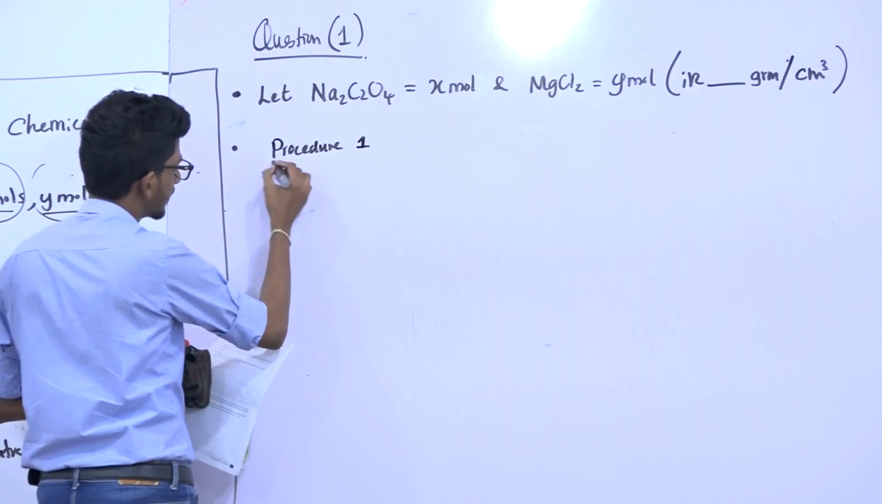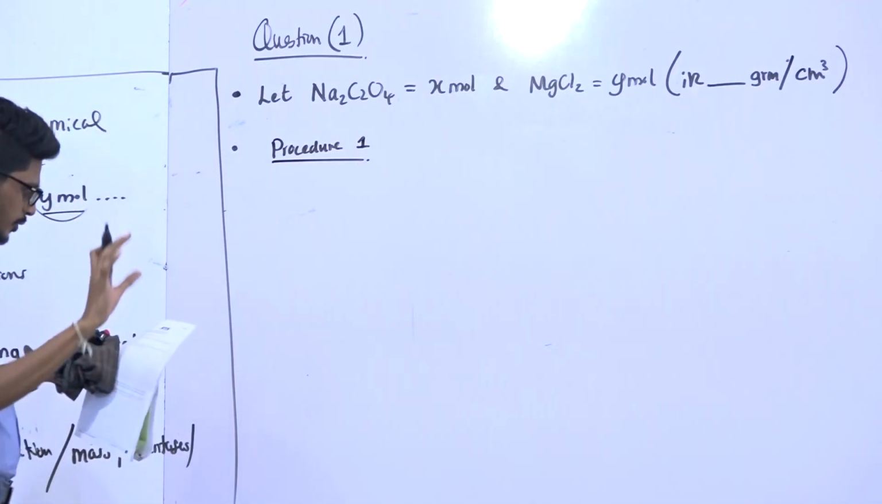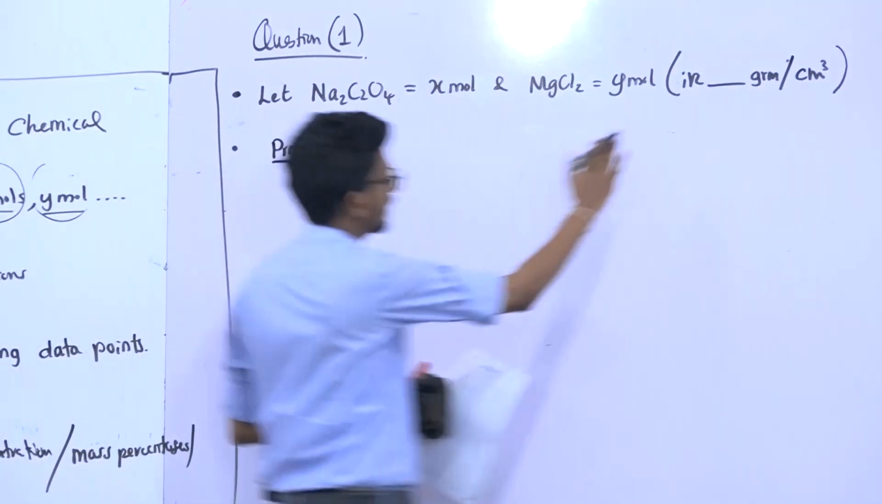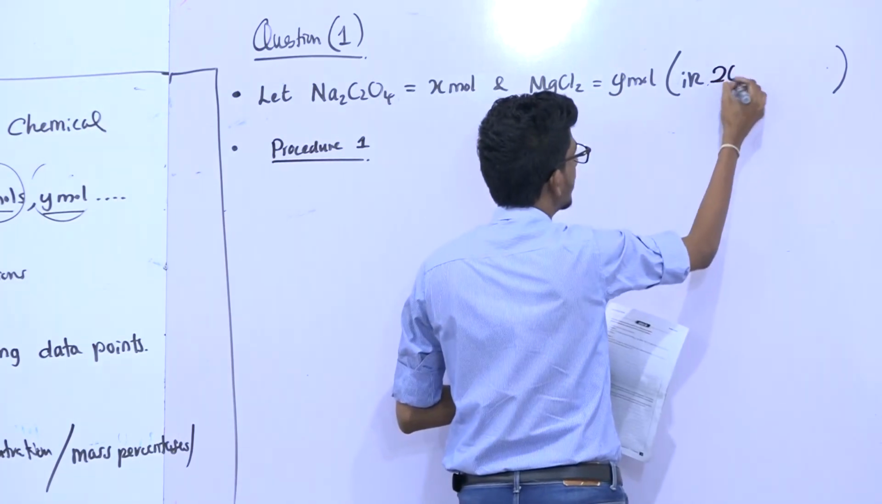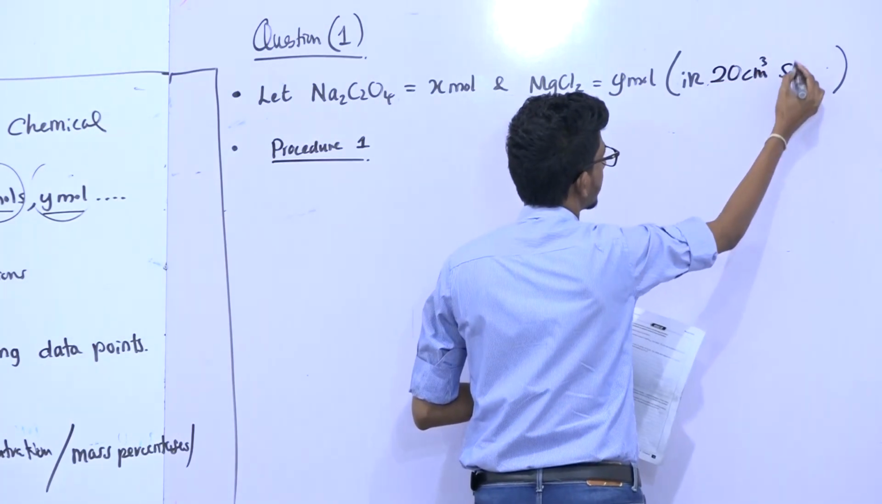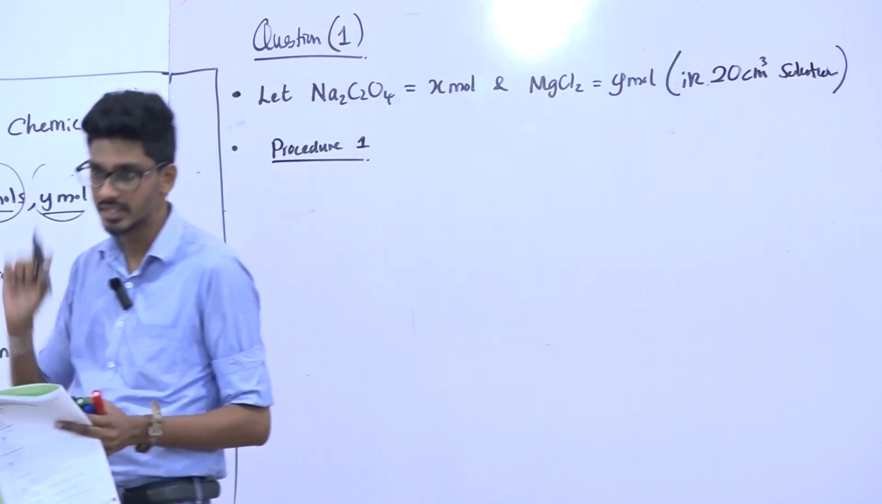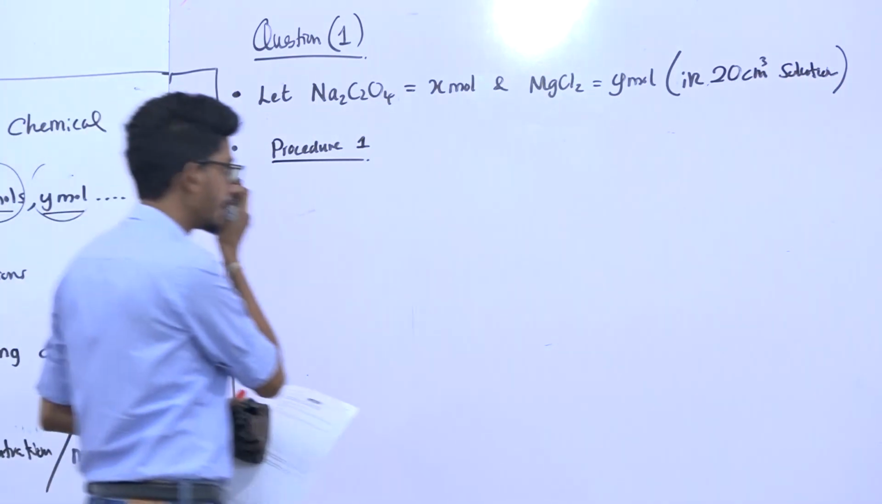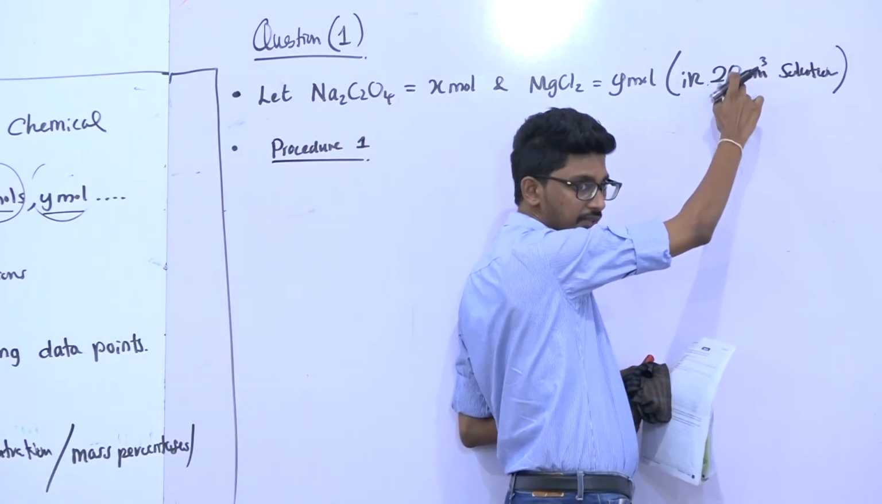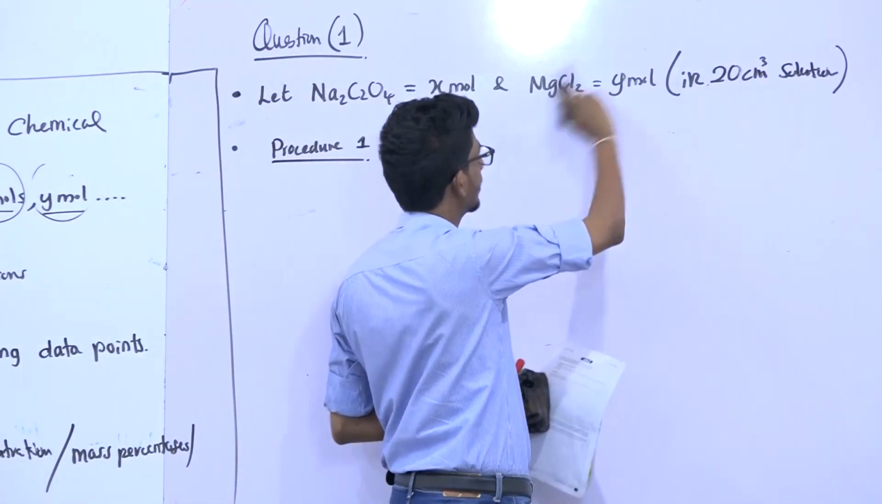Procedure 1. Take 20 cubic centimeters of the solution. Write that down, it's important. In good questions, take the theory like this: X moles in 20 cubic centimeters.